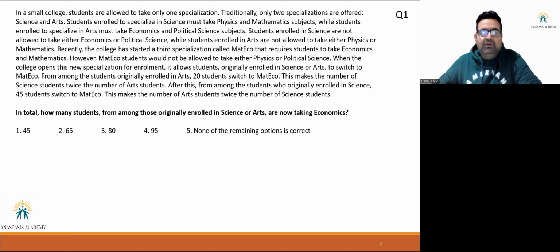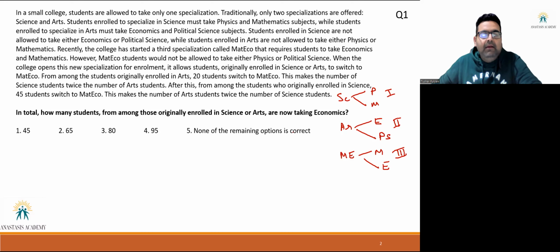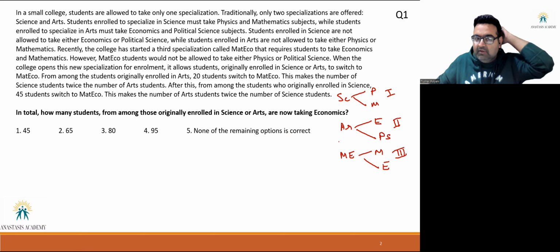So maybe quickly we can jot down what was given to us. So in science, we have physics and maths. In arts, we have eco and political science, right? And there is a new Math Eco, which is basically maths and eco, right? These are the two old specializations. This is a third new one being offered now as per the problem. And similarly, Math Eco cannot take physics and pol science.